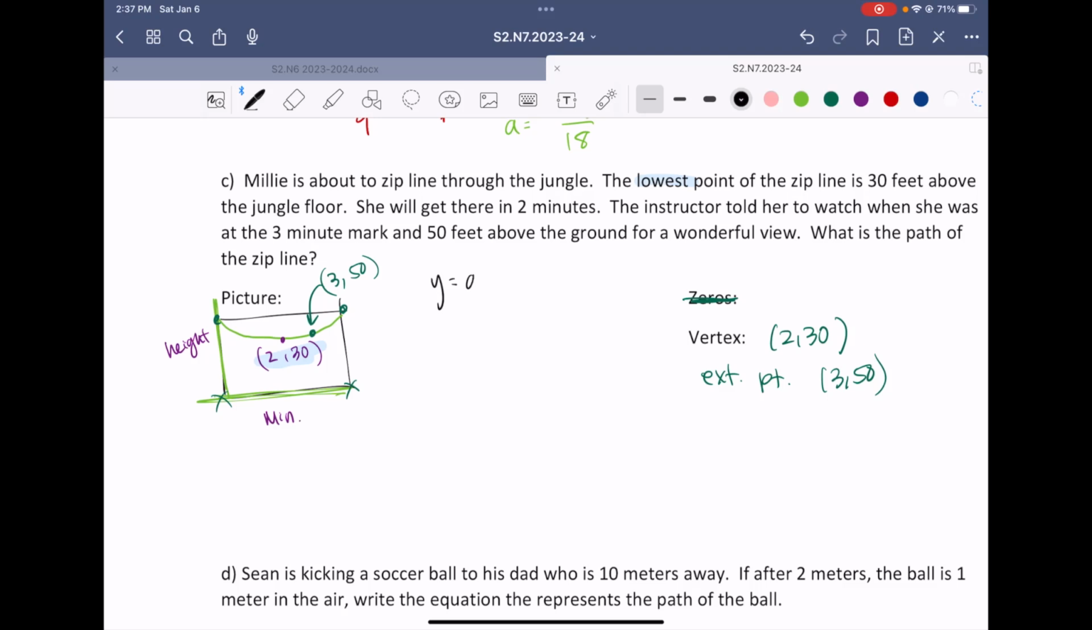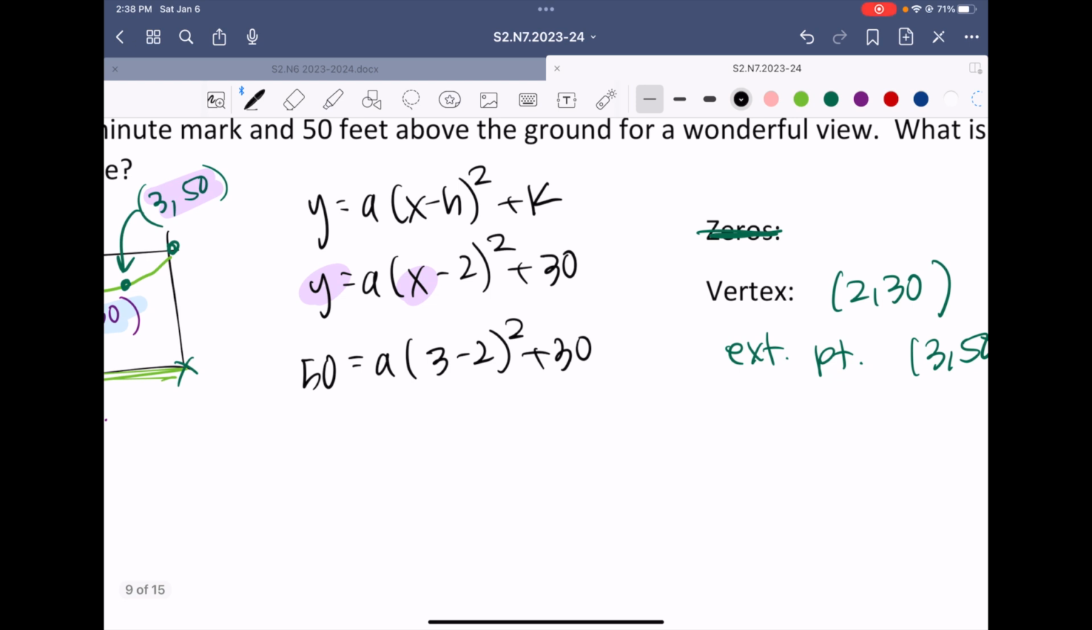Y equals A times x minus h squared plus k. So, y equals A times x minus 2 squared plus 30. So substitute in the x part and the y part of the vertex. Now we're going to utilize our extra point here. So 50 equals A times 3 minus 2 squared plus 30. And now we solve. So 50 equals A times 1 squared plus 30.